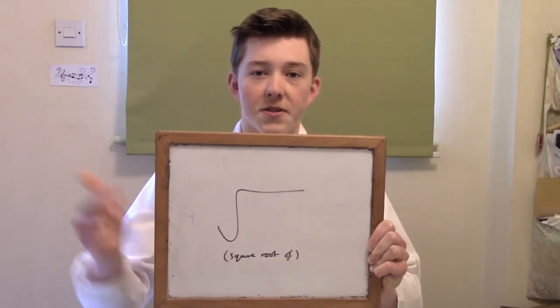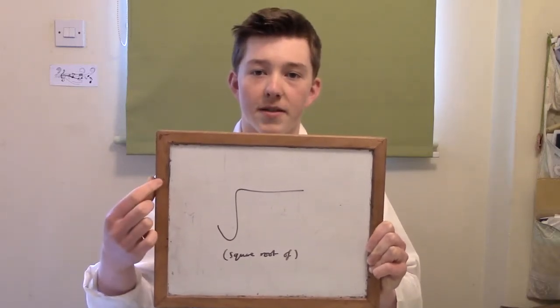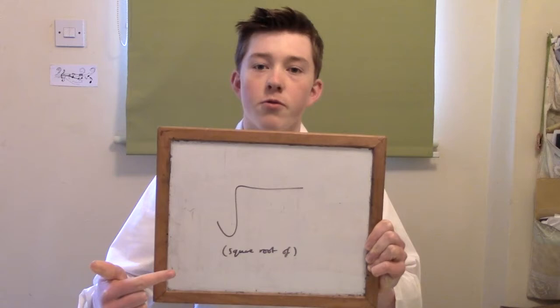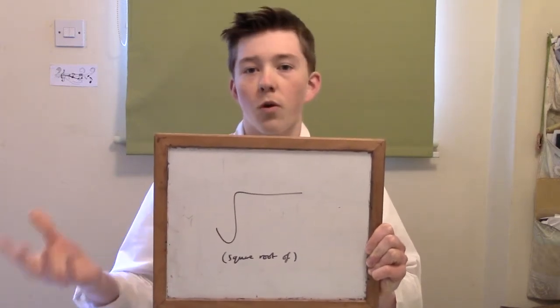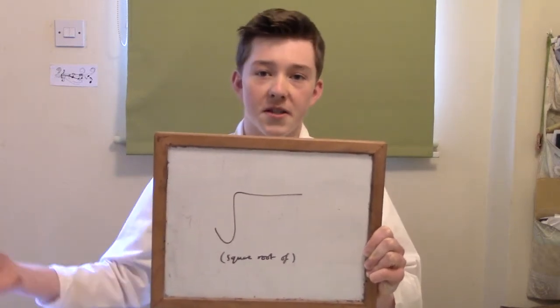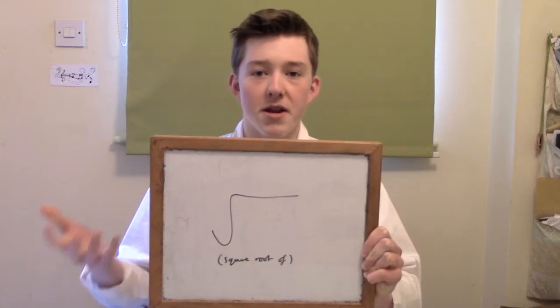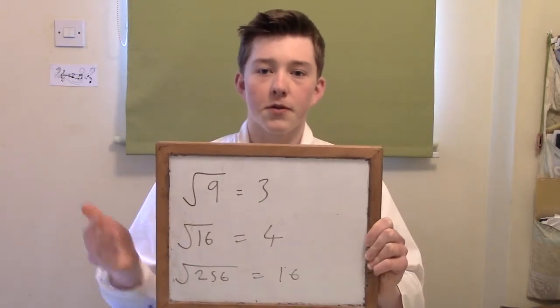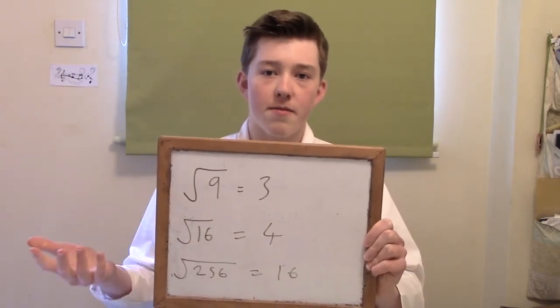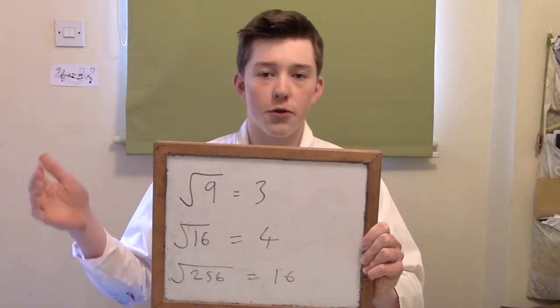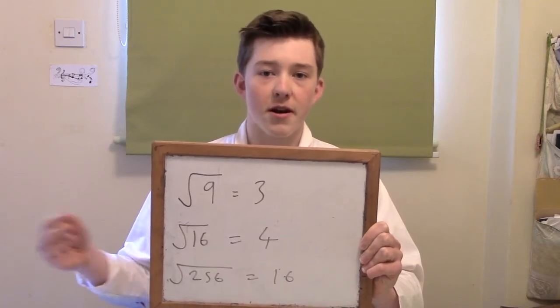You may well have come across this sign before in maths. It means the square root of. Basically, what number, when multiplied by itself, or squared, will make this number. For example, the square root of 9 is 3, because 3 squared, or 3 times 3, will make 9.